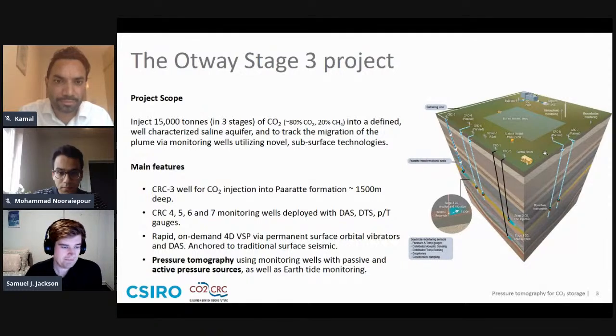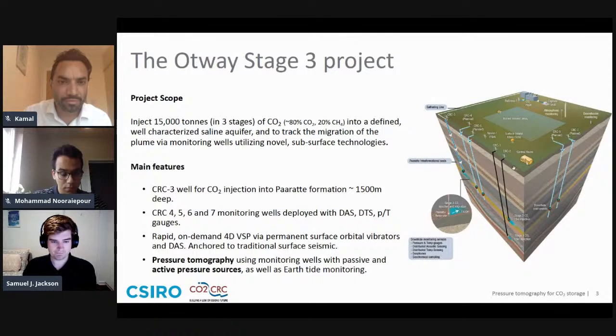There are 2 main forms of monitoring modality that will be used on site. The first is 4D vertical seismic profiling. The really novel thing here is that it's using permanently deployed surface orbital vibrators. This is going to be anchored to traditional surface seismic, using a vibroseis source and a buried geophone array, as was done in stage 2.